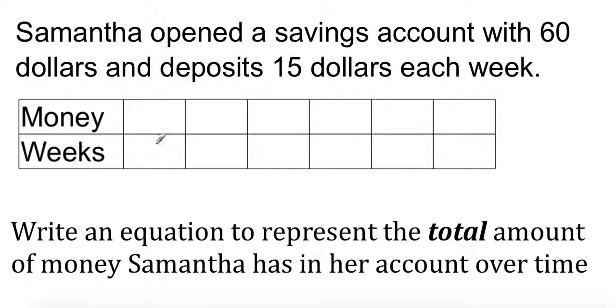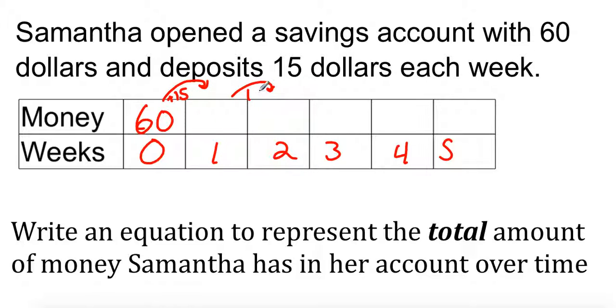So the first thing I'm going to do in order to finish this table is label it from 0 to 5 weeks. So 0, 1, 2, 3, 4, 5. As far as the money that Samantha has in her account, I have to think about how much she begins with and what the rate of change is. How much is she depositing each week? When she first opened her account, she started with $60. So before she even started depositing $15 a week, she had that original 60. Now each additional week after that, she deposits 15 more dollars. So every individual week, the amount of money in her account should increase by 15.